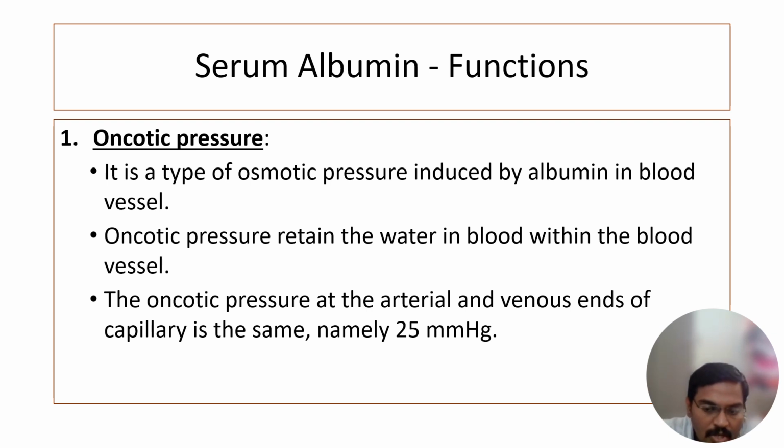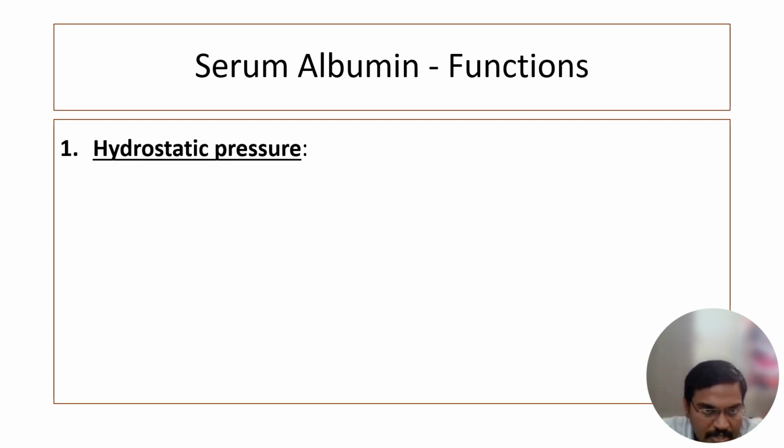To understand this concept, you should also know about hydrostatic pressure. So what is meant by hydrostatic pressure? It is the exact opposite of oncotic pressure. Oncotic pressure is induced by albumin and mobilizes the water from the tissue into the blood vessel, attracting water into the blood. Hydrostatic pressure is the opposite. It is going to mobilize the water from the blood vessel into the peripheral tissue.